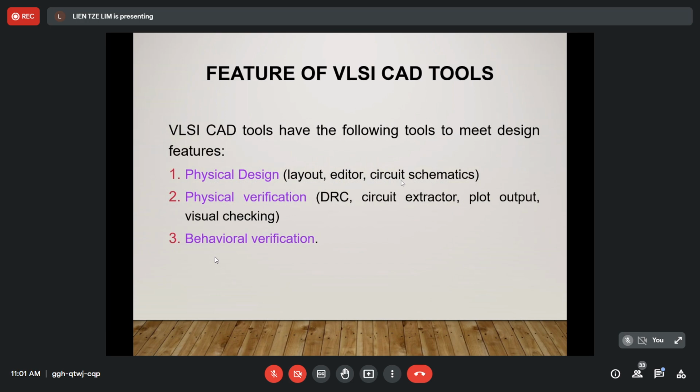And then after the design, it can be verified. We call it physical verifications. The verifications here refer to the DRC, the design rules checking. Others here are given as a circuit extractor, plot output, and visual checking. This also includes other verifications. Not just DRC, there is also ERC, and other verification processes, depending on the design that you want to verify.